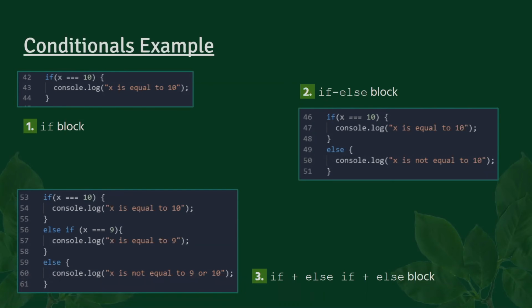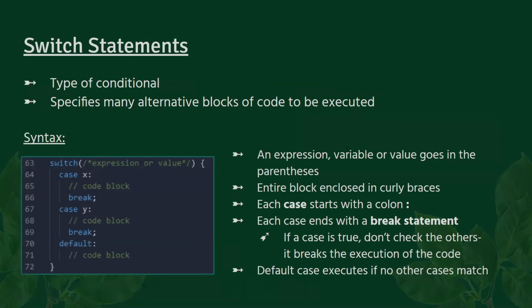Okay, so switch statements. A switch statement is a type of conditional that specifies many alternative blocks of code to be executed. An expression or variable value goes in parentheses, the same as with if-else, and the entire block is enclosed with curly brackets. See how the curly brackets go from here to here.